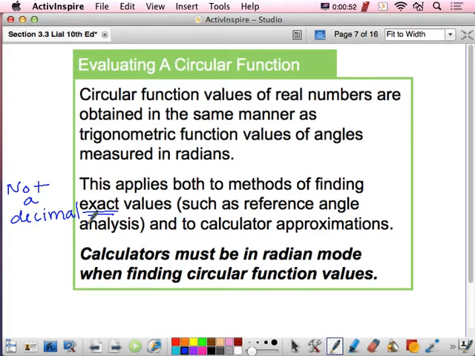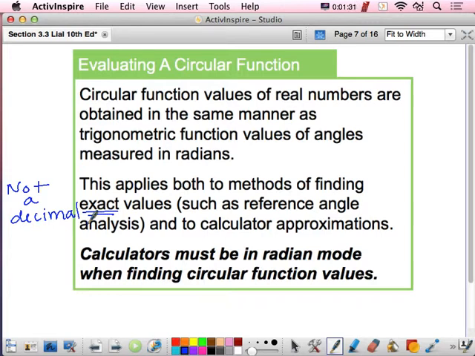Where people get into trouble is when it's not on your unit circle and you have to touch one of these three buttons in your calculator: sine, cosine, or tangent. From now on, forever, each time you touch one of those buttons, you have to make sure that your calculator is in the appropriate mode. That's the only time you have to change it from degrees to radians or radians to degrees. If you're not using one of those three buttons in the problem, the mode doesn't matter.